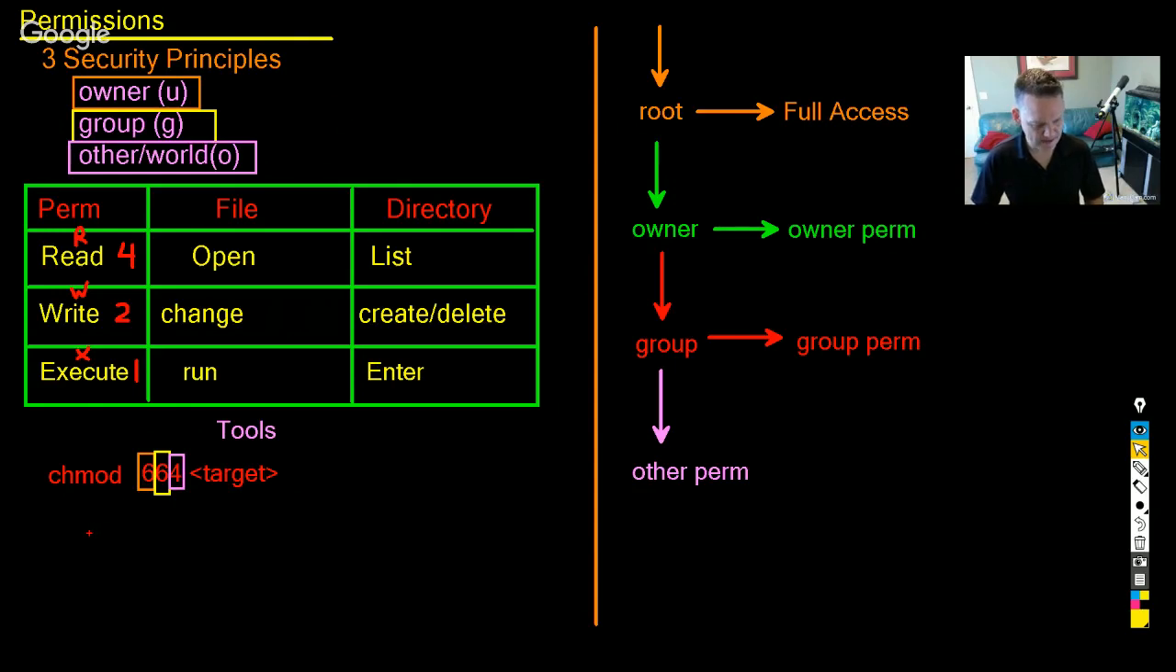If you're doing it using character references, then it would look something like this: chmod, and then I could say user or group or other, or some combination. And then I could add permissions, I could remove permissions, or I could set permissions.